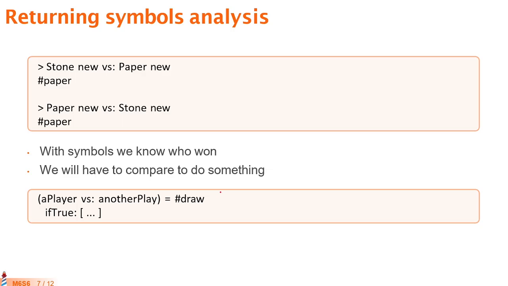But it means that if I want to do something with the result of the computation, then I have to do something like this: player versus another player equals draw. If true, then I will do something. This means that everywhere we are using versus, we have to interpret this. Imagine that you want to count how many times the guy is winning. We will have to count and have a counter.